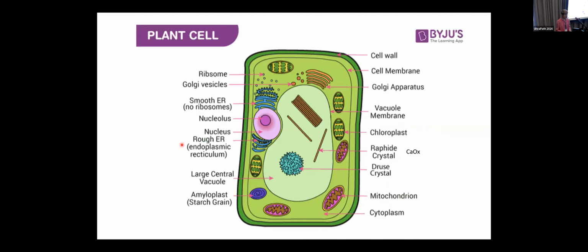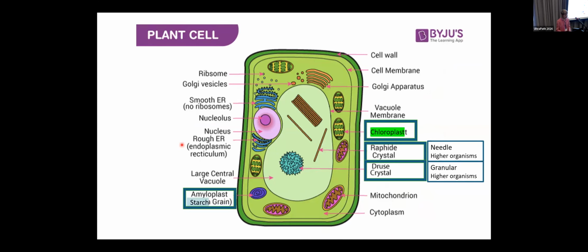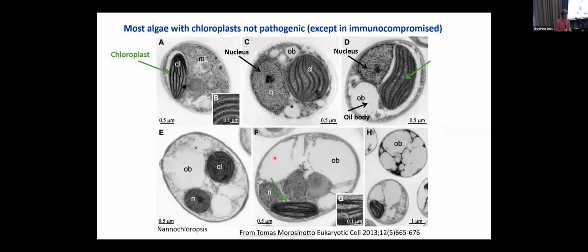Now, never mind the busyness of this cell. This is a diagram I stole of a plant cell, but the things that are important to notice in algae are that some of them have starch grains and or chloroplasts. They also have some crystals. So if you see needle-like crystals or granular crystals, it might be an alga.